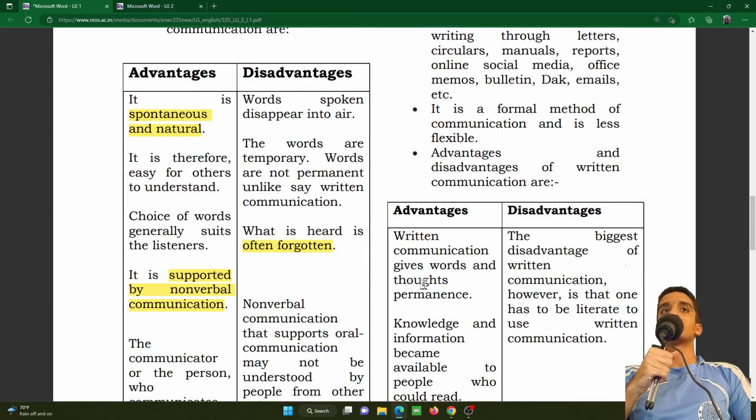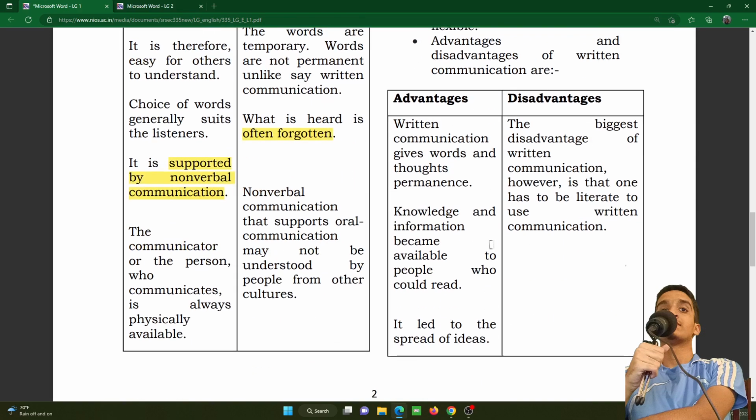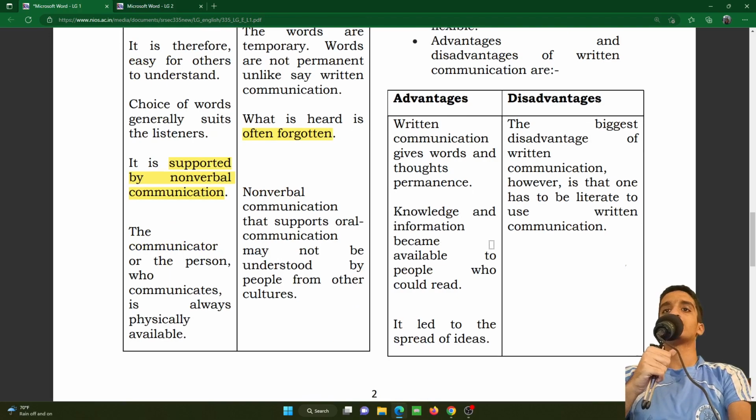Advantages. It is spontaneous and natural. It is therefore easy for others to understand. The choice of words generally suits the listeners. It is supported by non-verbal communication. The communicator, or the person who communicates, is always physically available.